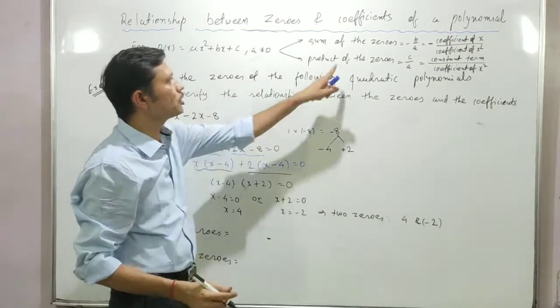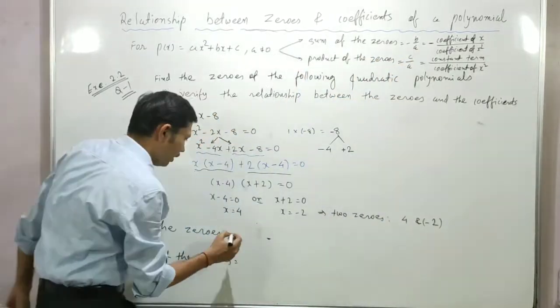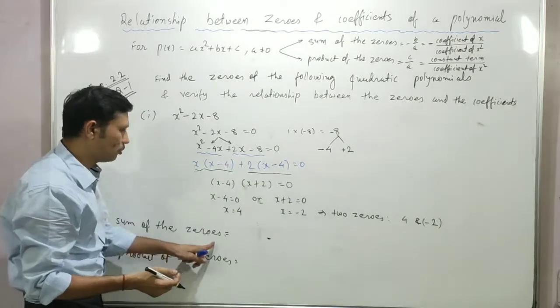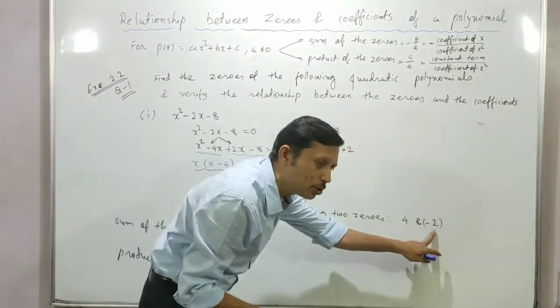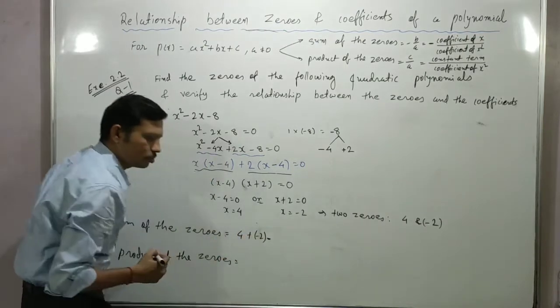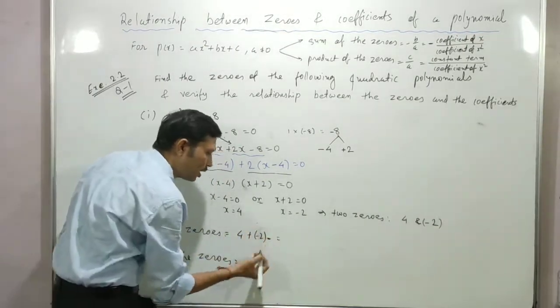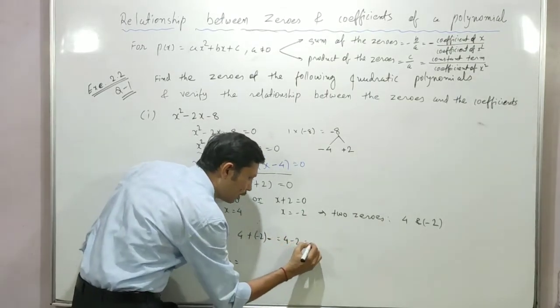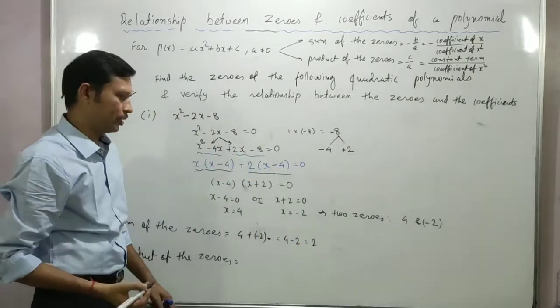Now what is the formula for the sum of the zeros? That's minus b by a, but that we will write down later on. The sum of the zeros, which are the two zeros for us? It's 4 and minus 2. These two are the zeros that we are adding. So 4 plus minus 2, so my answer is plus 2.